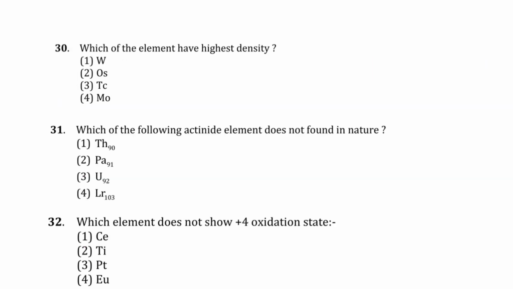Which of the elements has the highest density? Generally, osmium and iridium have the highest, nearly 22.4 gram per centimeter cube and 22.6 gram per centimeter cube. There is only a small difference. So according to the given options, the highest is osmium.